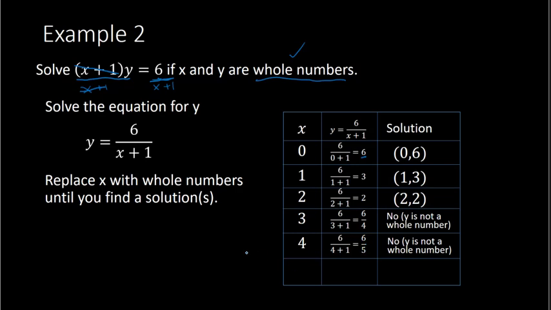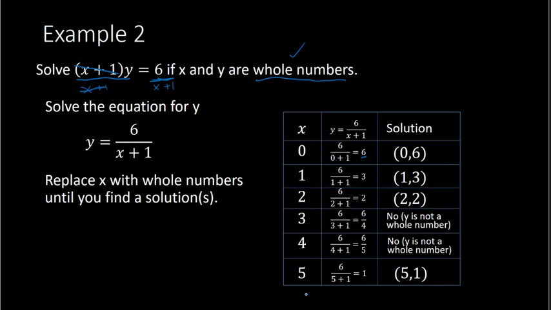And then we can plug a 5 in for x. So plug a 5 in, we now have 6 over 5 plus 1, which would be 6 over 6, which is 1. So x is 5 when y is 1, both of which are whole numbers. So 5 comma 1 would be a solution.